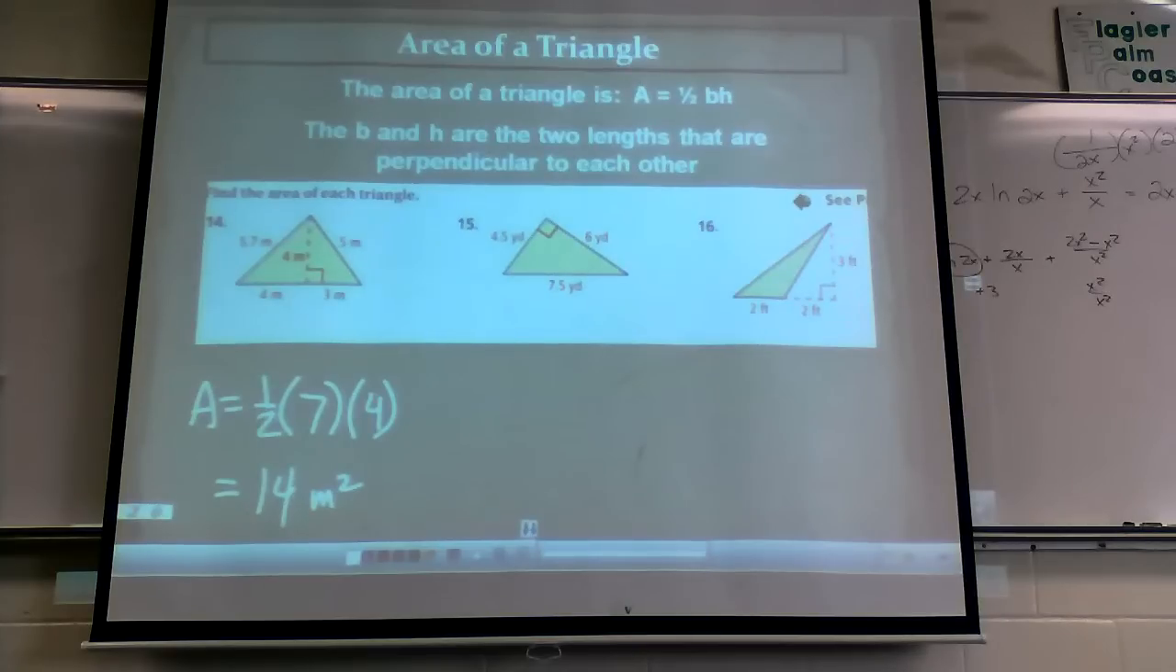All right, what about this one? What numbers am I going to use? 4.5 and 6. Okay, and I'm using those because those are the two that form the right angle. That's what I'm looking for. So what is 1/2 times 4.5 times 6? 13.5? Okay. That's square yards.